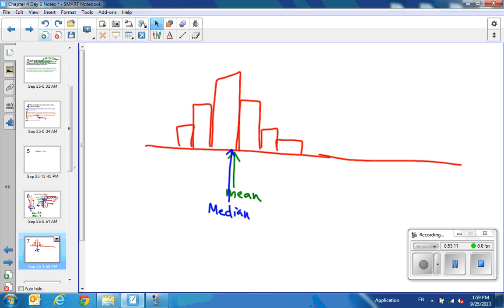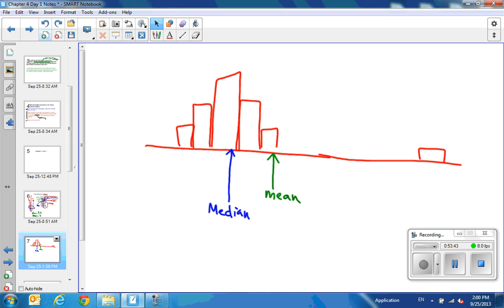If I took this value and put it up here as an outlier, would that change the median? No. Has the middle number moved? No. Would it change the mean? Yes. Would it go up or down? Up. I'm not sure how far up it'll go, but it would go up, right?